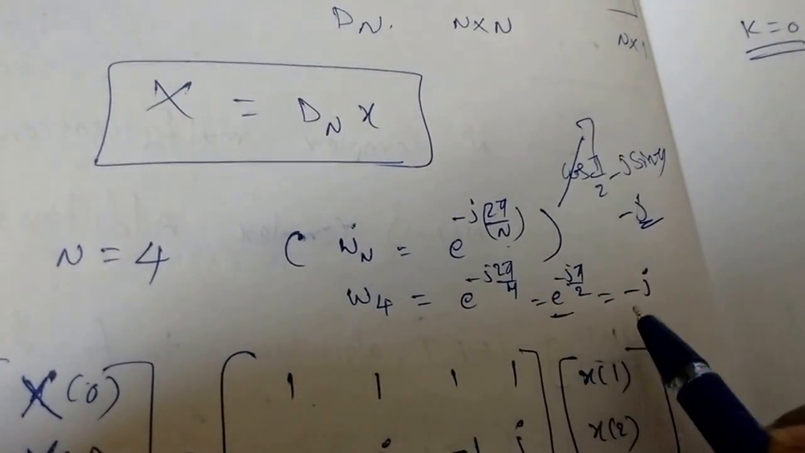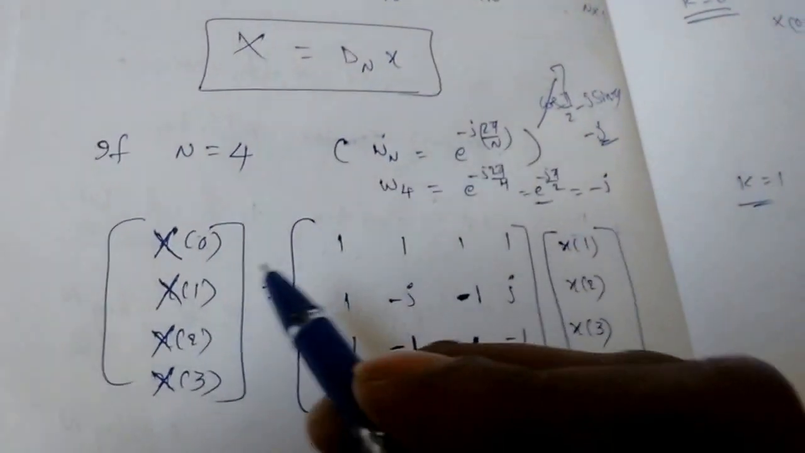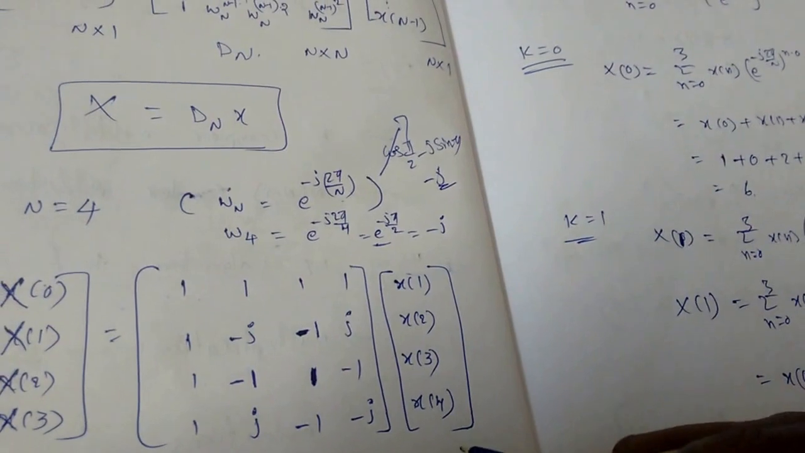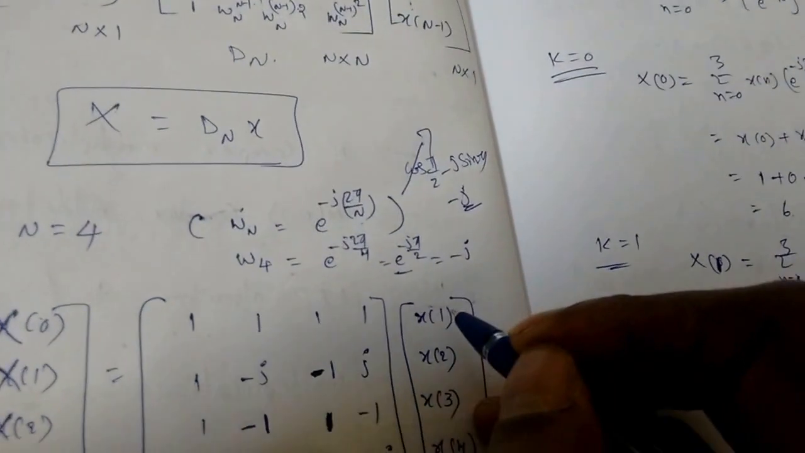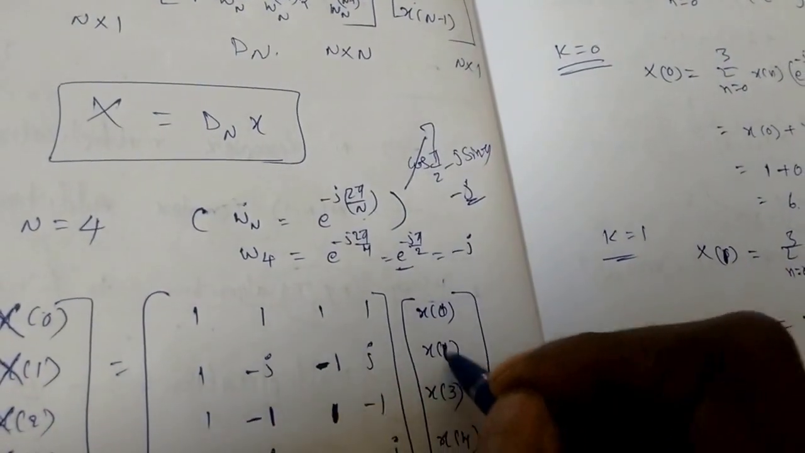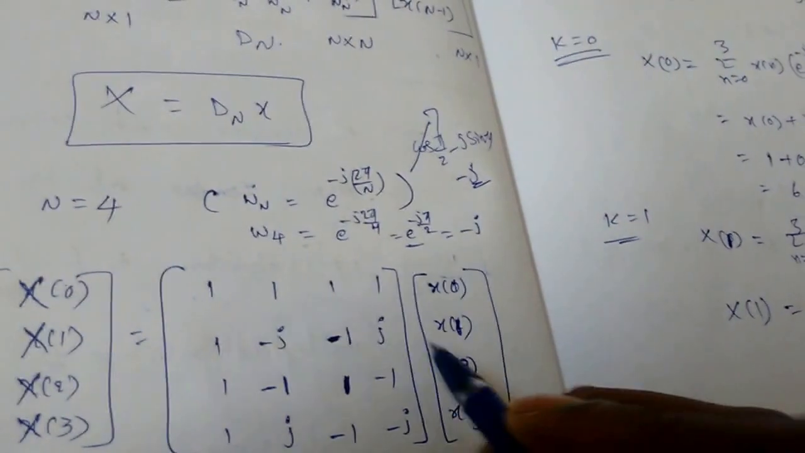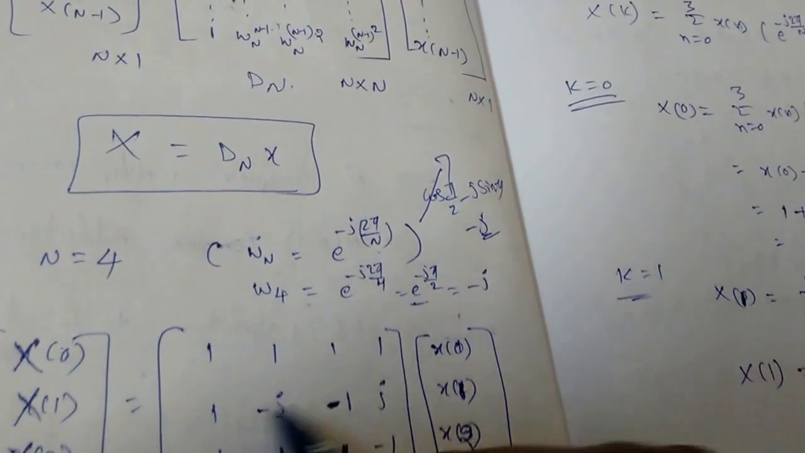So Wn is minus j. Now how to represent? n is equal to 4 means it goes to n minus 1, which is 3. Here also x of 1 to 3, or we can say x of 0, 1, 2, 3. Both should be the same length.